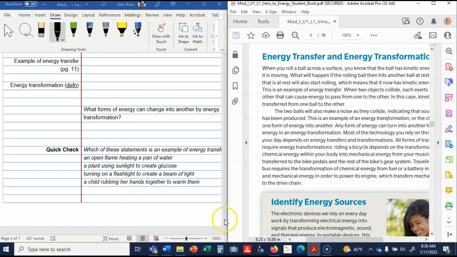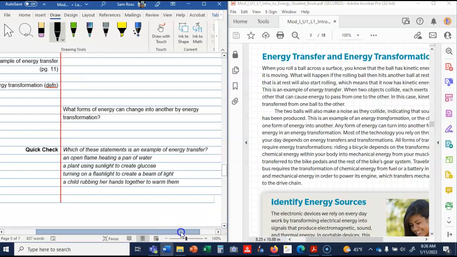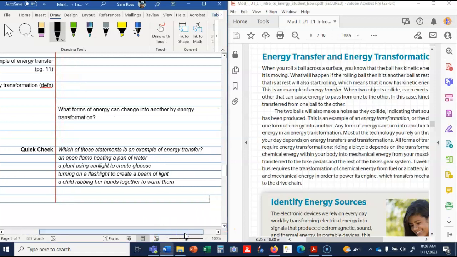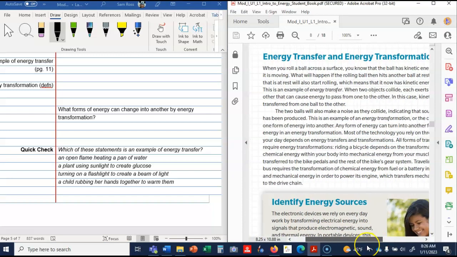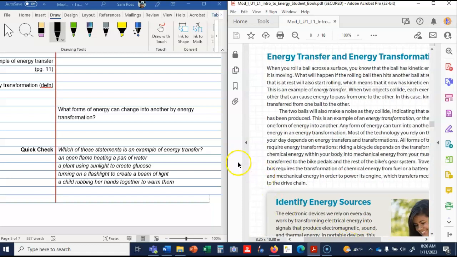Let's see. So what forms of energy can change into another by energy transformation? Any form of energy can turn into another form of energy in energy transformation.